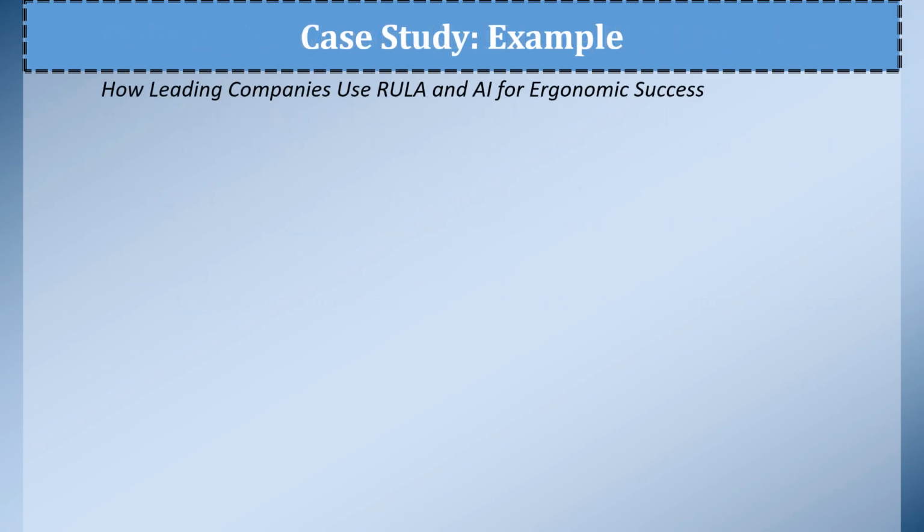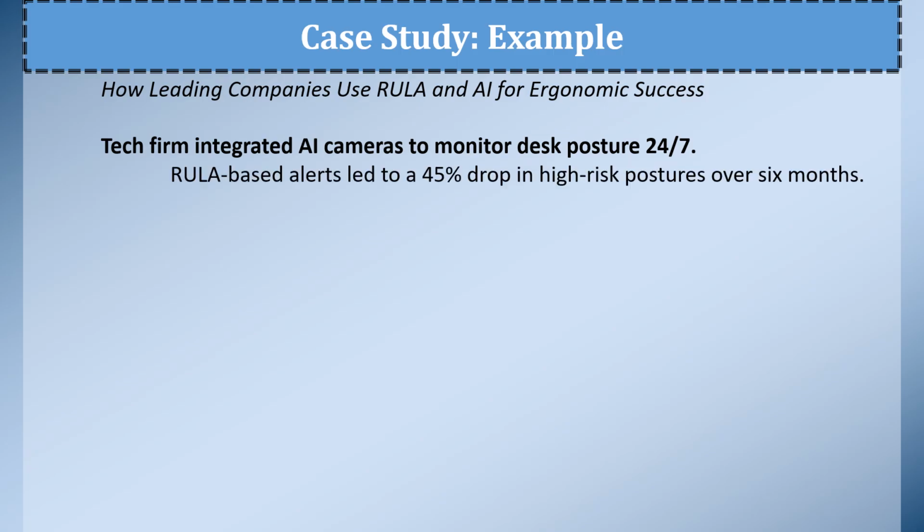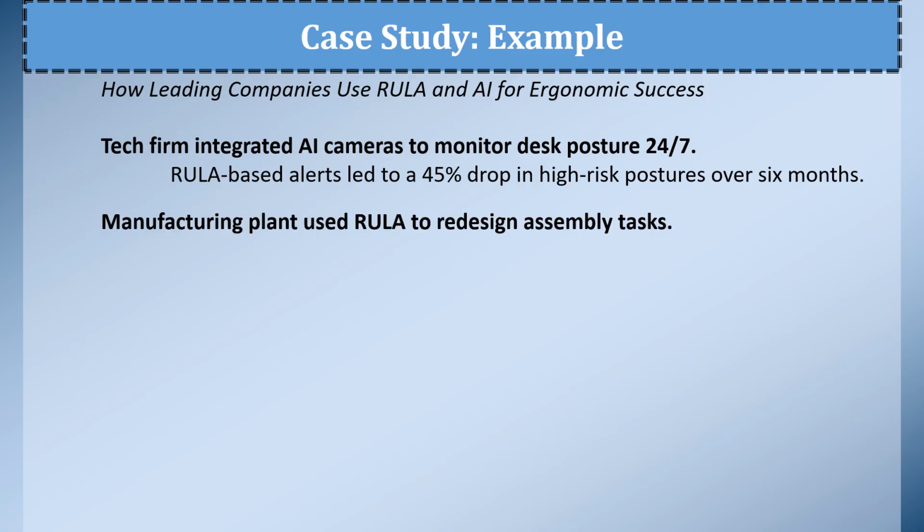Case study example: how leading companies use ROLA and AI for ergonomic success. A tech firm integrated AI cameras to monitor desk posture 24/7. A global software company used computer vision to track employees' postures and workstations. Based on real-time ROLA scoring, workers received messages to adjust. This led to a significant drop in ROLA 6 to 7 scores and improved comfort across departments.